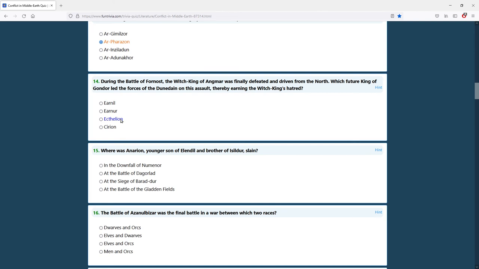And I think he died before any of those things. Círion doesn't sound familiar, at least, I mean it does, but not as a Gondor character. Eärnil, Eärnur, yeah, those names are closer to the names that I know of Gondor characters. So Eärnil, Eärnur, Eärnil, I'm going to go with Eärnil.